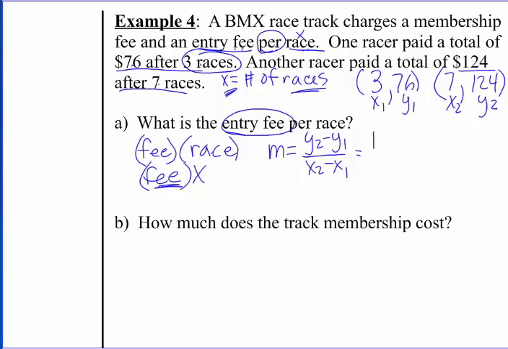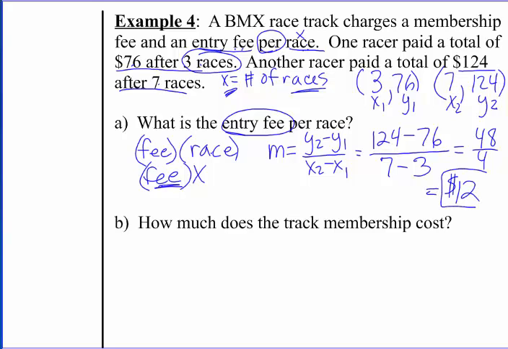So my y2 is 124 minus the y1, which is 76. x2 is 7 minus x1, which is 3, and then we simplify that. So on the bottom we have a 4. On the top we have a 48. So that equals $12. So that is my entry fee. So that's the entry fee, $12.